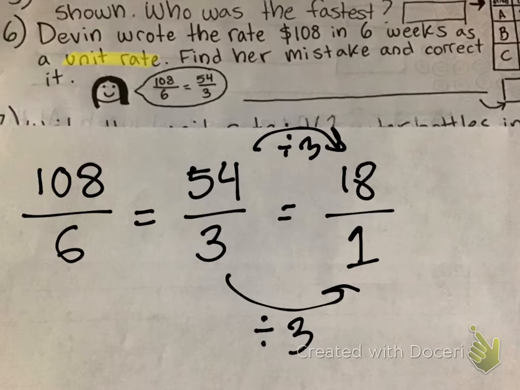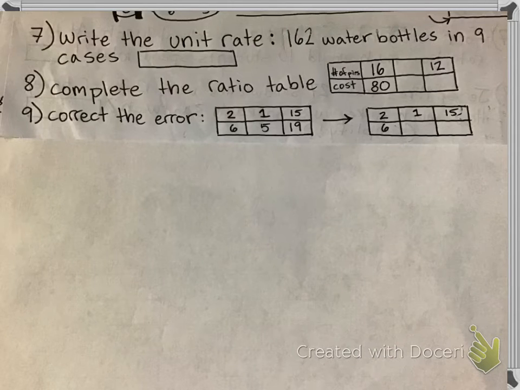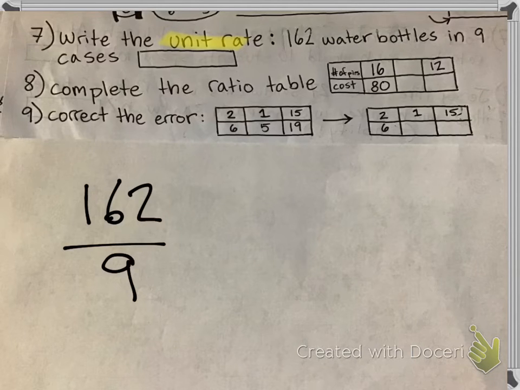A lot of you guys said she needs to flip it or she needs to do stuff like that. No, the only thing is when we're dealing with unit rate, it must be over 1. Again, let's look at this one. Write the unit rate. 162 water bottles in 9 cases. How would we set this problem up? How do I set that up, Lucy? Yep, 162 over 9.